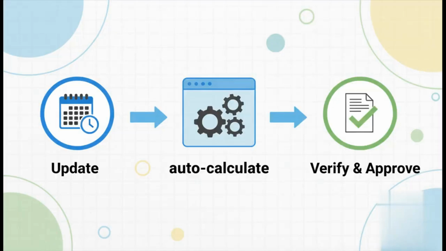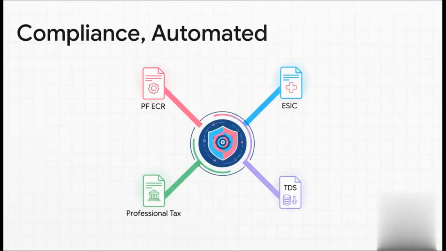Way better, right? And this is where compliance, something that's usually a huge headache, becomes almost effortless. The system just automatically generates all those critical reports you need. We're talking Provident Fund files, ESIC returns, professional tax reports, and even the data and challans for your TDS, your tax deducted at source. This kind of automation just lifts a massive weight off your shoulders and pretty much eliminates the risk of human error.